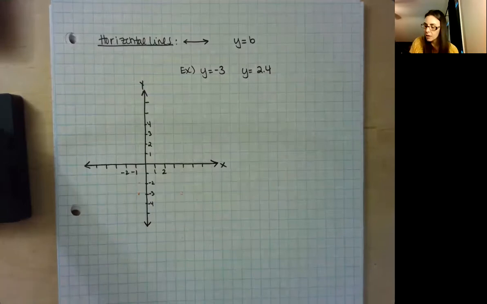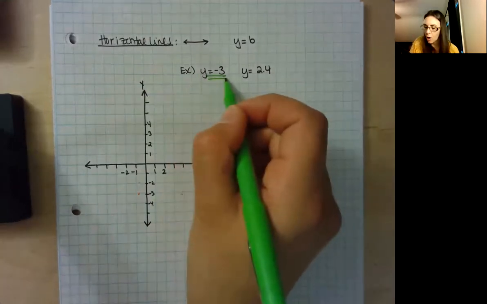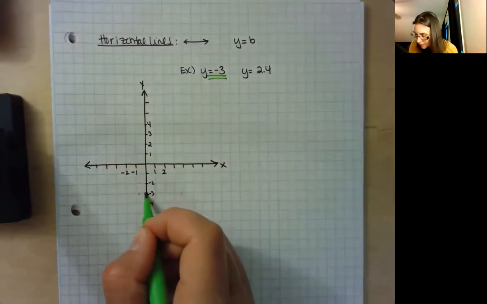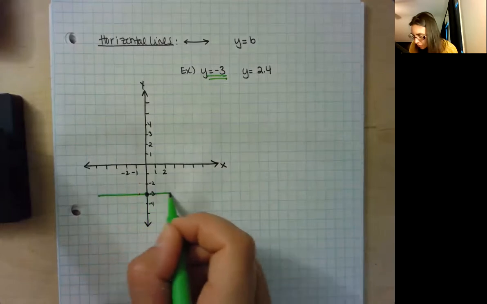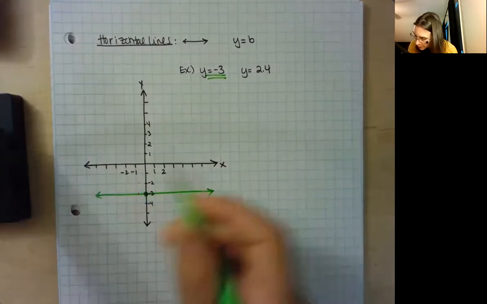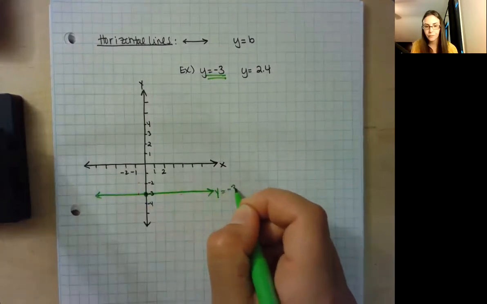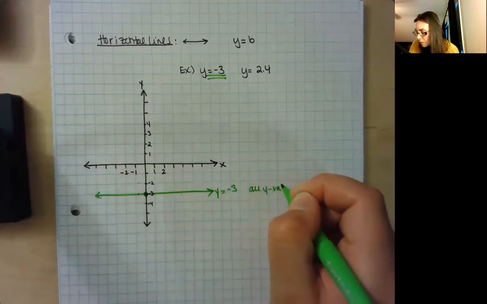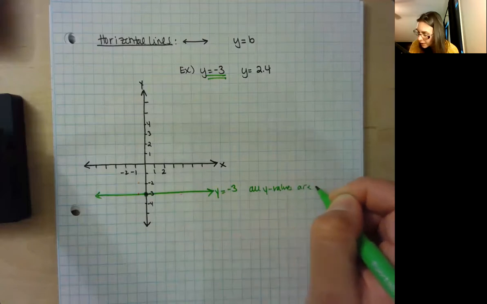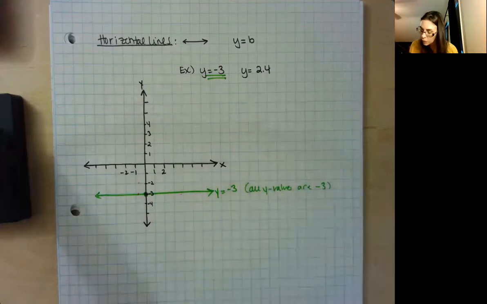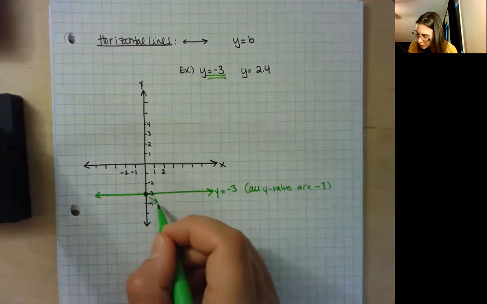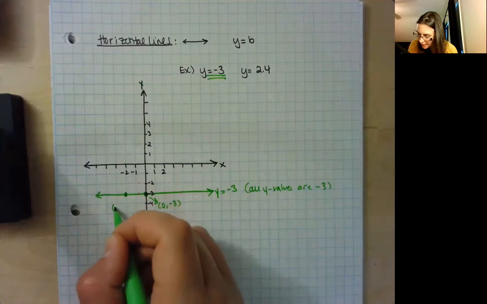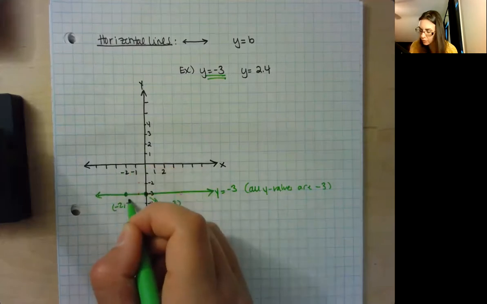So you're going to find y equals -3 on your y-axis. And then you're going to draw a horizontal line right through it. So what happens here is that all y values are -3 on this line. So for instance, this point right here is 0, -3. You know, this point right here is x is -2, y is still -3.